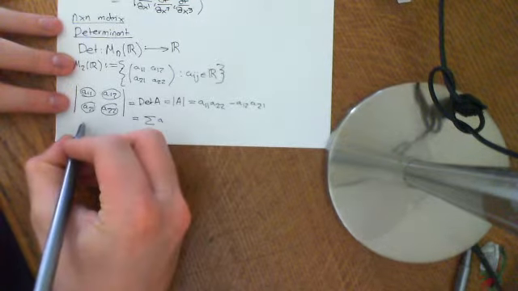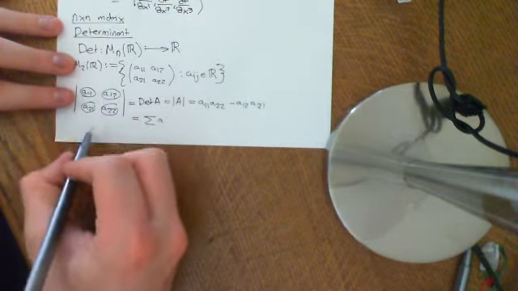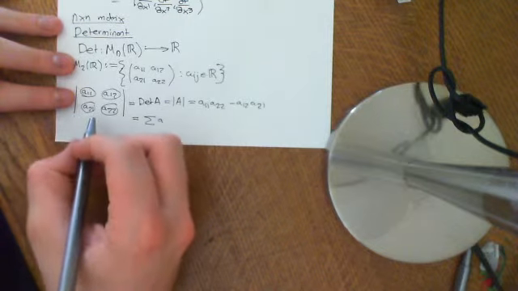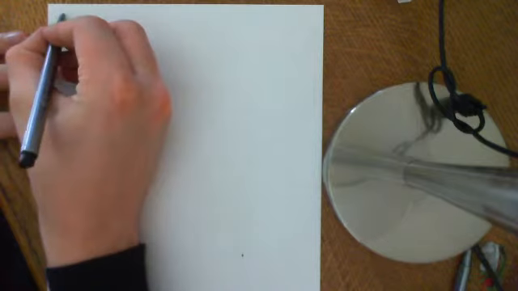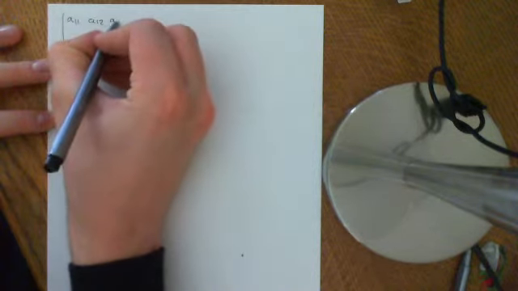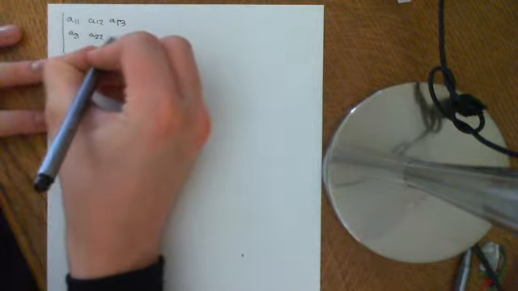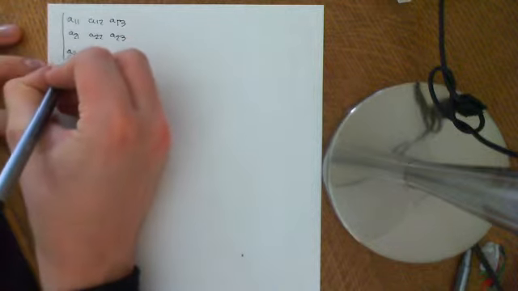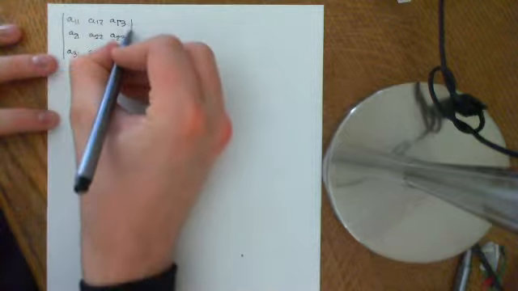So the right order is that you pick some elements from column 1 basically. Okay, let me go on to another piece of paper. Okay, so let's do the example of the 3 by 3 matrix so that I can show you what I mean by the right order. So A11, A12, A13, A21, A22, A23, A31, A32, A33. Okay, so we want to take the determinant of this.